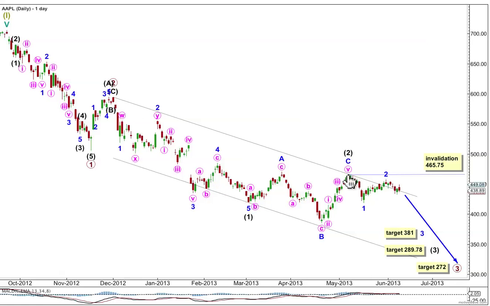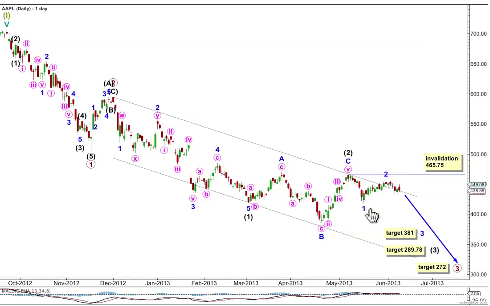Within intermediate wave 3, we have minor wave 1 complete, minor wave 2 most likely complete. If it's not complete, and we won't have that confirmed until we see a new price low below this point, if minor 2 moves higher, it may not move beyond the start of 1 above 465.75. If minor wave 3 has begun here, then at 381 it would reach 1.618 the length of minor wave 1.